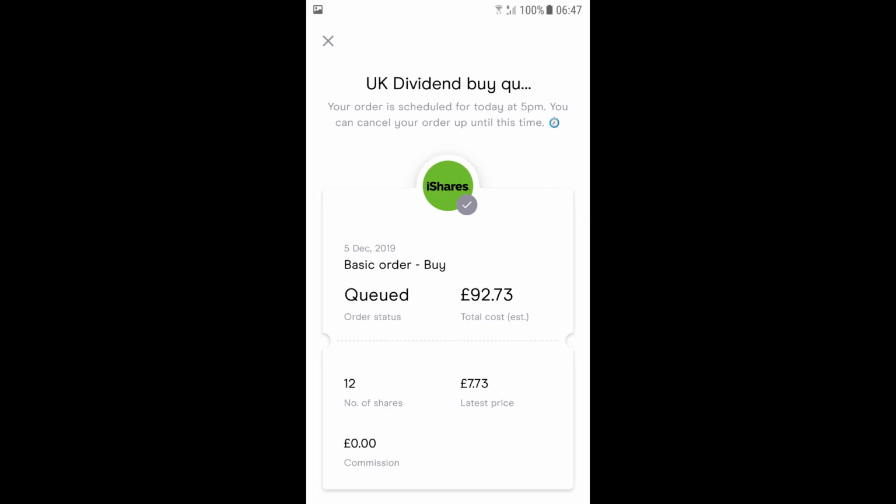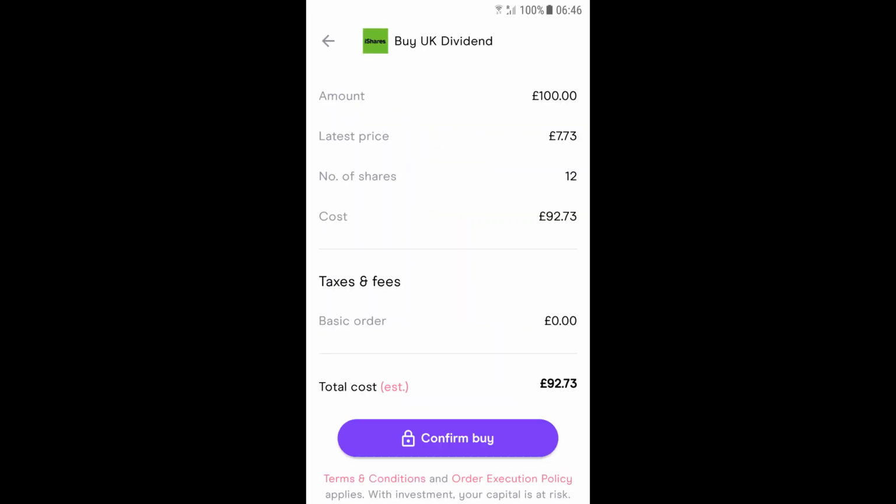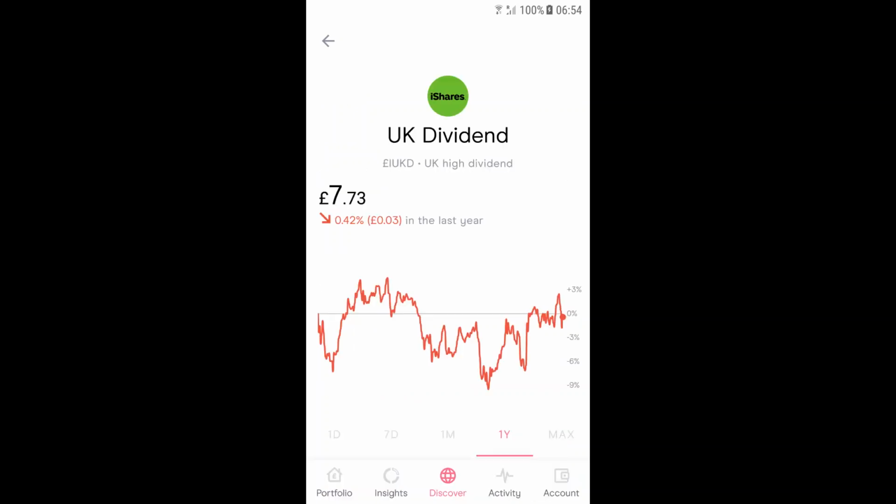So the first purchase that I made was IUKD, which is the UK dividend ETF. It combines a lot of the companies, and it's got a relatively good dividend, which was quite attractive, and it's spread out over a few companies. So I thought this would be an important first purchase for myself.